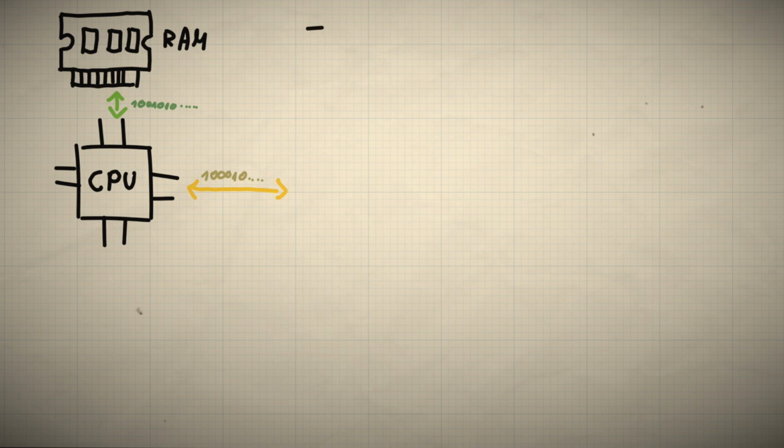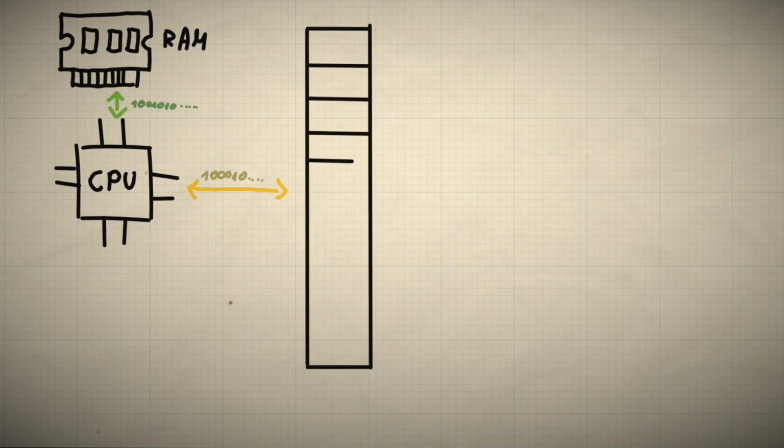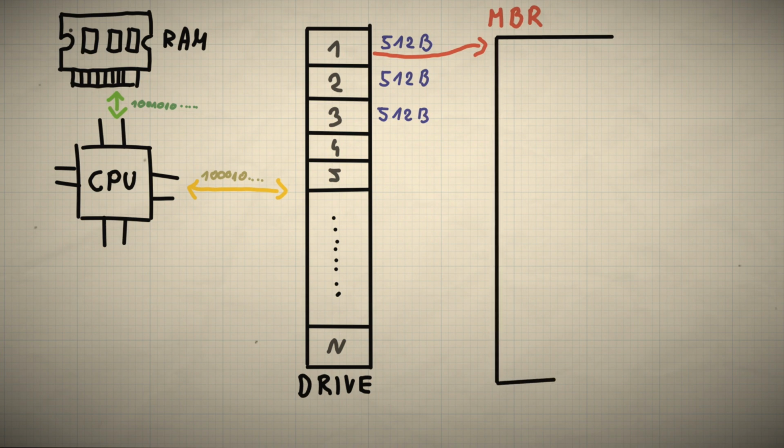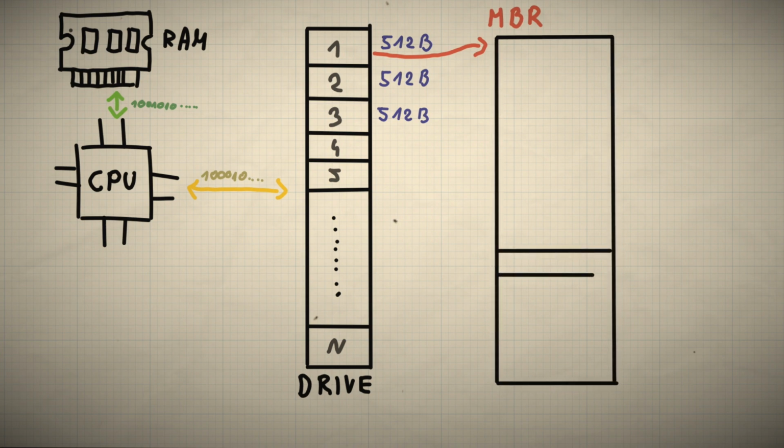So we will represent the drive as an array of sectors with a fixed size of 512 bytes, which is a common unit for hard drives, although other devices may use different sizes. For example, our NOR flash is using 4 kilobytes. So as I said previously, the first sector of the drive may contain the master boot record, which describes the disk layout and contains code to boot the computer.